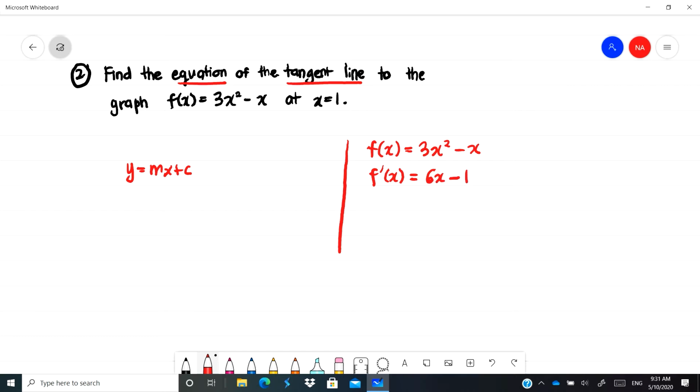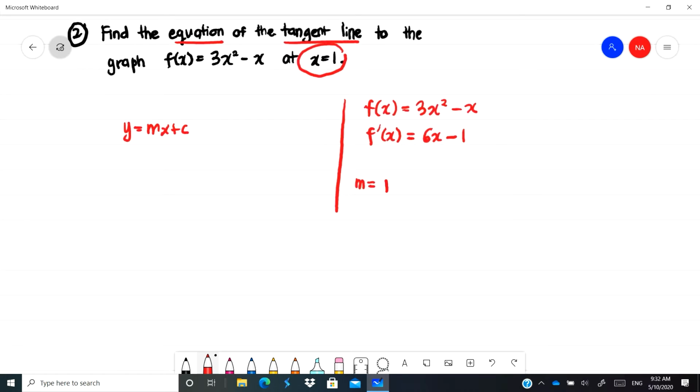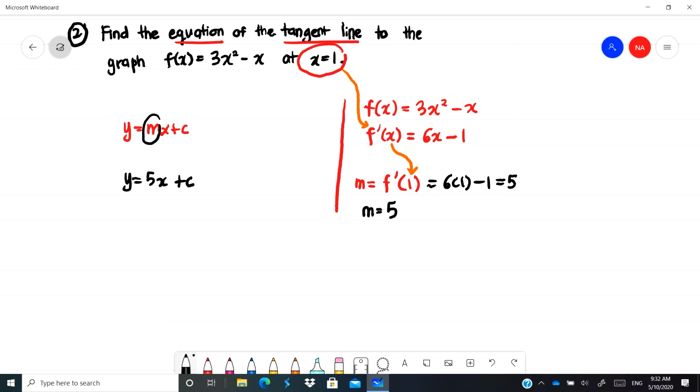We know that to find the gradient, m is given by dy over dx at that point, in this case at x equals 1. So you have to find f prime of 1. You substitute the value of x with 1 here. So 6 multiplied by 1 minus 1, you'll get 5, meaning the value of m is 5. So you can substitute m with 5 here: y equals 5x plus c.